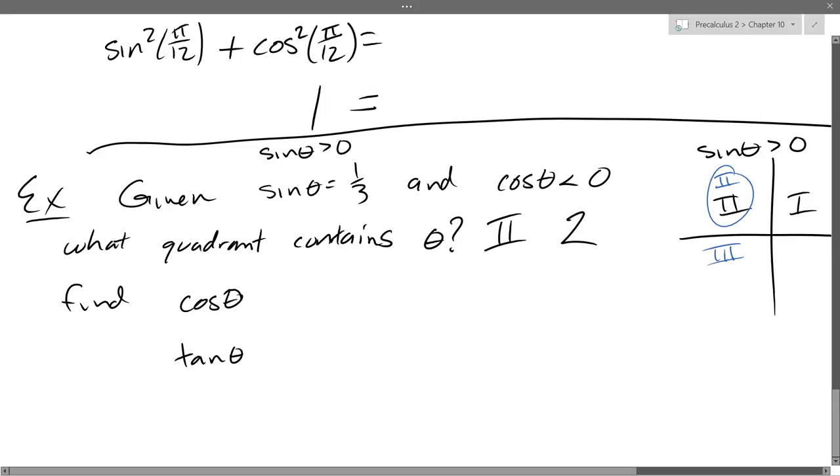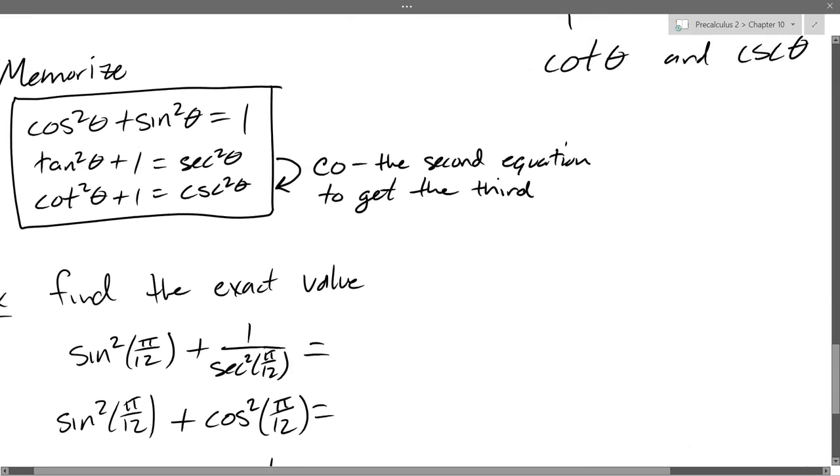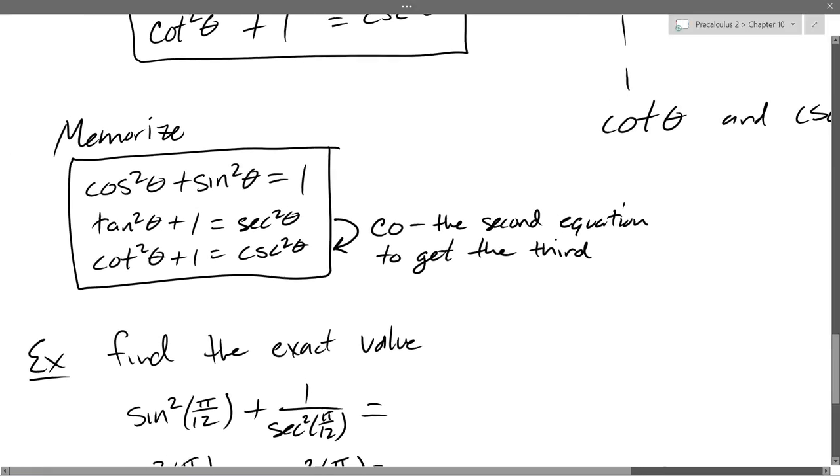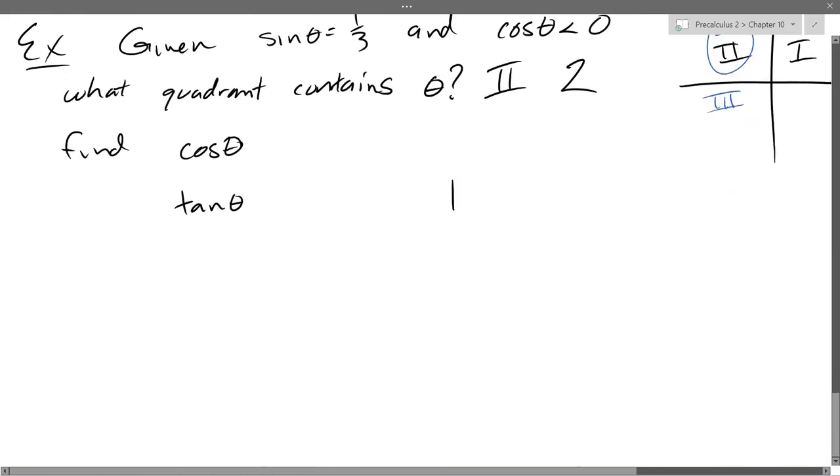All right, cos theta. How in the world do we figure out cosine theta? The only thing I really know about cosine theta at this moment is it's less than 0. So it's going to be negative, but how negative? Well, sine theta is 1/3. So how do I relate sine and cosine together? We're going to scroll up until I find an equation with sine and cosine. It is the first equation on this list. Cos squared plus sine squared equals 1. So we know cos squared theta plus sine squared theta equals 1.